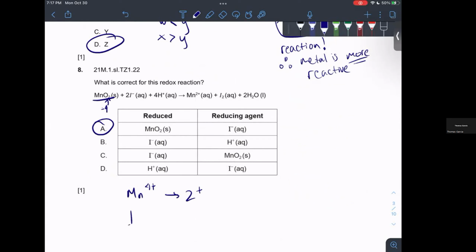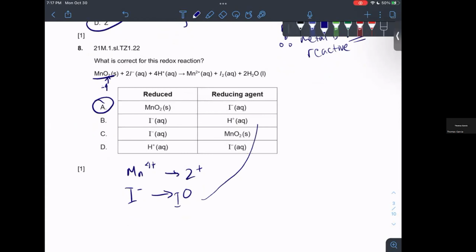We can say the same thing about I. I is going to be from a minus to a 0, like 0 oxidation state. It is being oxidized, therefore, it's the reducing agent, A.